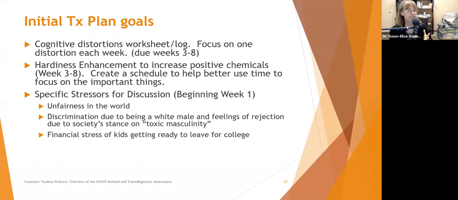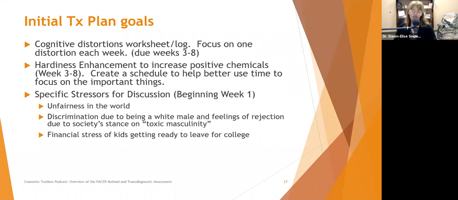So these are things that we're going to want to talk about because I'm hearing that he feels, for lack of a better word, oppressed at this point, and that there's no way he can find any fair resolution. So he's going to feel resentful until we start focusing on the things that may be going right in his world or helping him reframe some of the things.